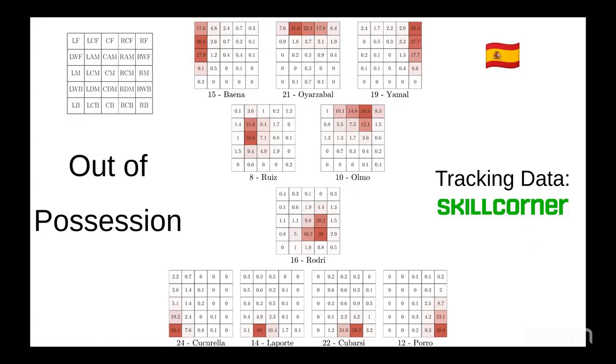So that's still a bit difficult to say here. What about out of position? I think more or less the same picture. What we can observe is that the wingers from Spain were dropping more.